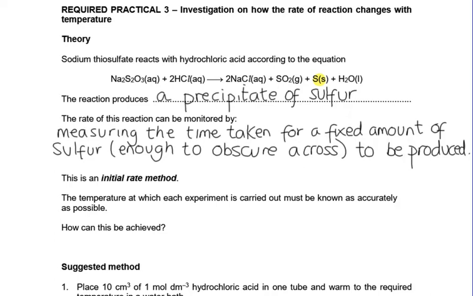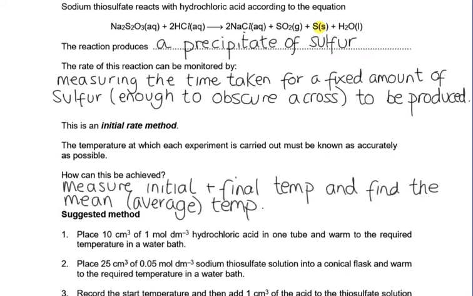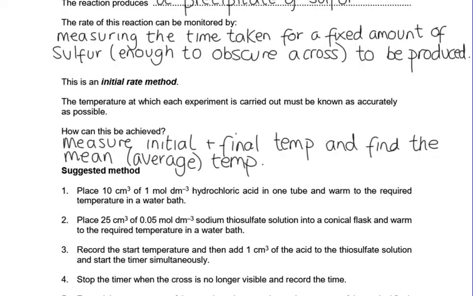We want the temperature that each experiment is carried out at to be known as accurately as possible. So what we're going to do is take an initial temperature when we mix and a temperature when the cross disappears, and then we're going to use the average of those two. So what temperature was it on average during that reaction? So there we go, we're going to measure the initial and the final and find the mean. Okay, so there we go.